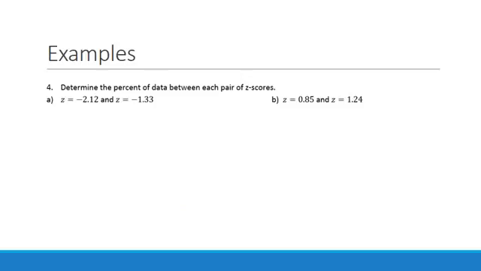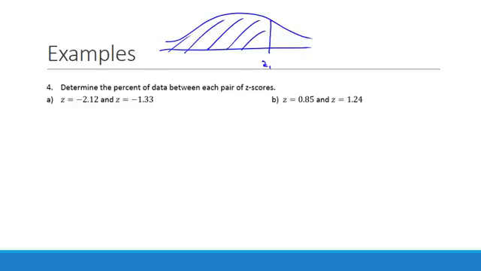And the next question, determine the percent of data between each pair of z-scores. So what do I mean by that? Well, we're going to have two z-scores. So let's say this was our first z-score. I'll say Z1. And we know our percent of data here. And let's say we have another z-score. I'll go a different color. Right here. That's z-score 2.